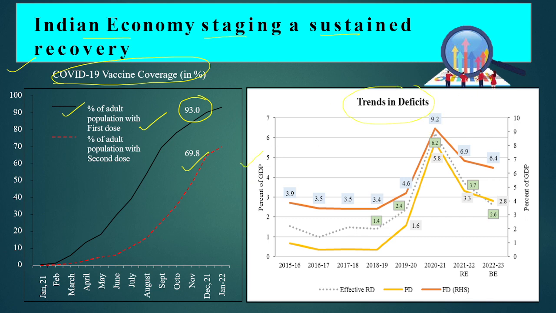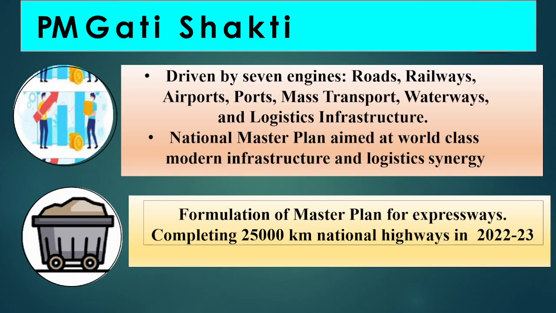In 2021-22, the estimated economic growth is 9.2, and in 2021 it is around 6.2 or 5.8 GDP. So this you have to learn over here.